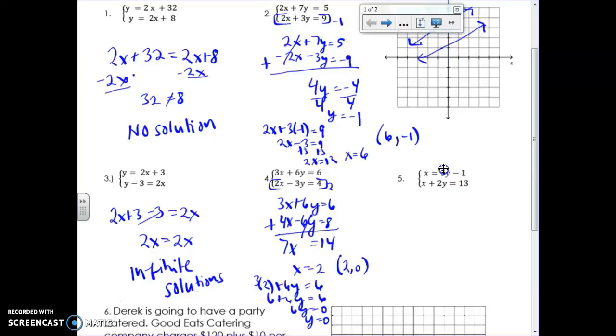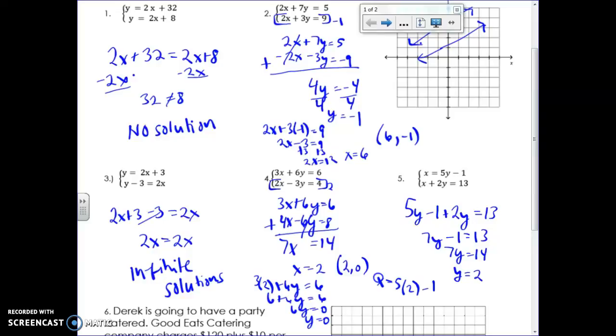And then the last one, I'm going to also use substitution, like I did in number 3. So I'm going to substitute my 5y minus 1 in for x. And when I do that, I get 7y minus 1 equals 13. 7y equals 14. Divide by 7 to both sides, and I get y equals 2. Then I'm going to take this y, and I'm going to plug it back into my first equation here to solve for x. X equals 5 times 2 minus 1. X equals 10 minus 1, which is 9. So my solution is 9, 2.